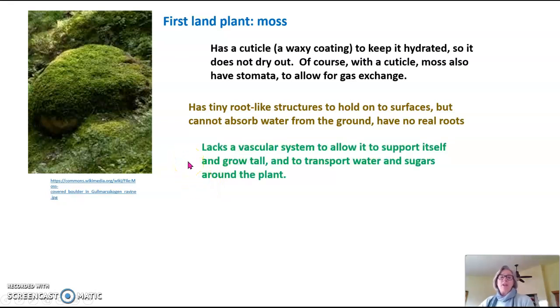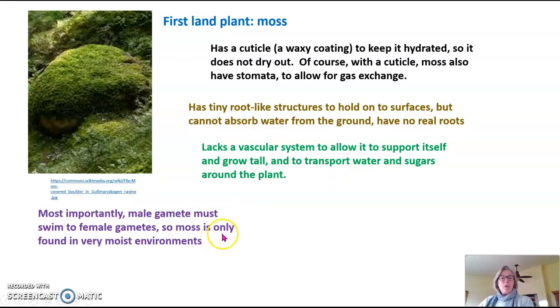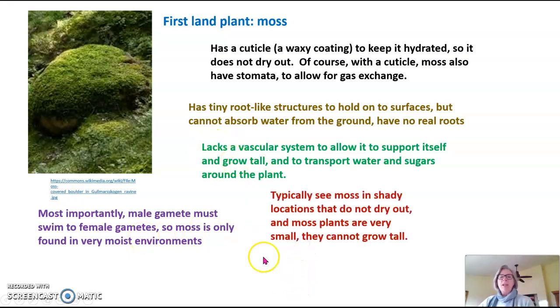Moss also lack a vascular system to allow it to support itself and grow tall, and to transport sugars around the plant and to transport water around the plant. Most importantly, the male gamete must still swim to the female gametes. So moss is only found in very moist environments, both because the male gamete must swim and because it lacks a vascular system. So we typically see moss in a shady location that doesn't dry out, and moss plants are typically very small. They can't grow tall without that vascular system.